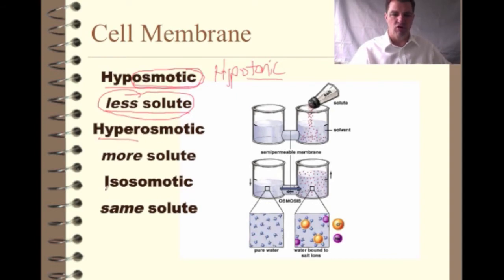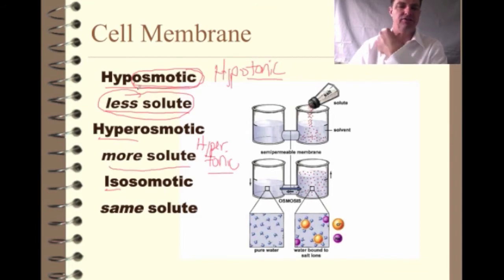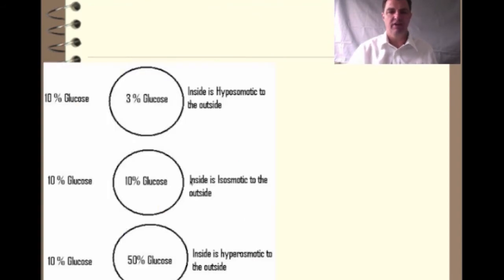Hyper means more, iso means the same. So hyperosmotic, or also hypertonic, is used to infer that something has more solute than something else. So we have hypo meaning less and hyper meaning more. Iso means the same, and once again you can have isotonic as well. So we use terms to describe one part compared to another.